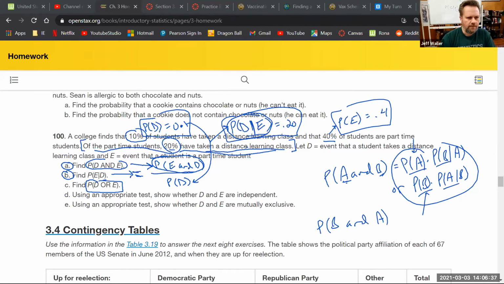Anything else from chapter 3 homework or the practice quiz or anything before we get back into chapter 4?